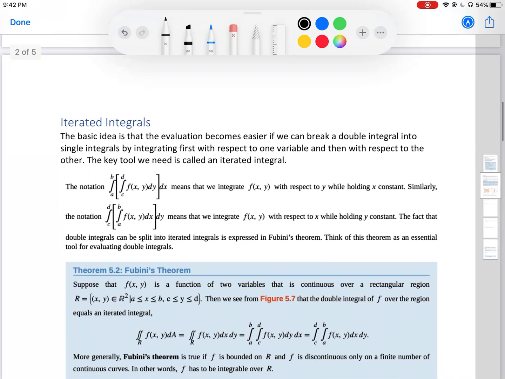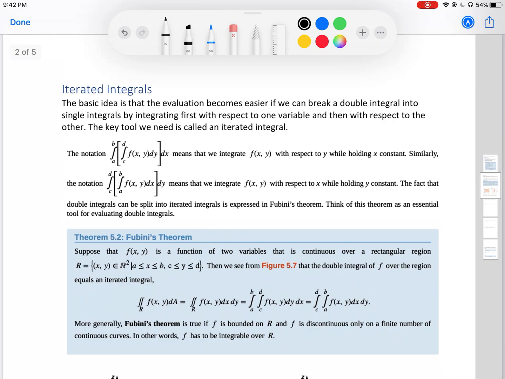All right, now let's talk about iterated integrals. The basic idea is that the evaluation becomes easier if we can break a double integral into single integrals by integrating first with respect to one variable and then with respect to the other. The tool we need is called an iterated integral.